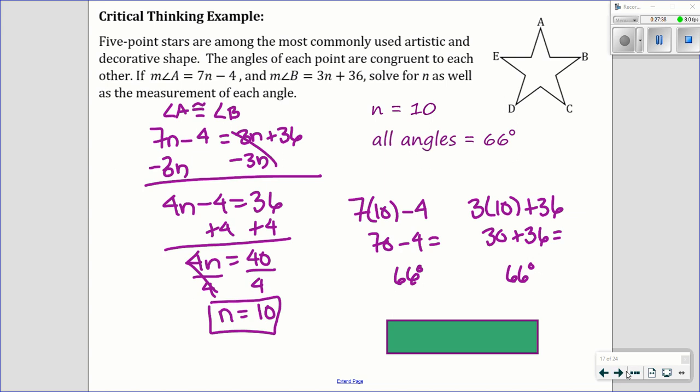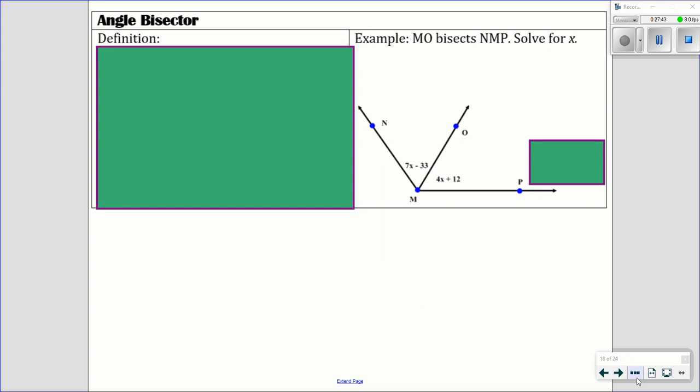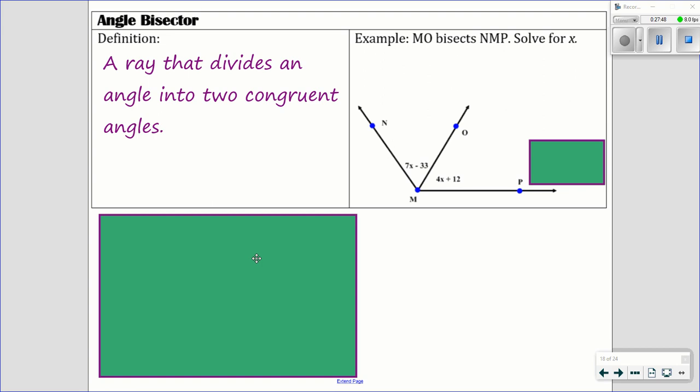So just got to pay attention to what they're asking you for, what they give you, in order to figure out how to solve it. Alright, the next one is angle bisector. Angle bisector is a ray that divides an angle into two congruent angles. So you hear the word bisect, you bisect something in half. So for this one, they want you to solve for x. They gave you these two. They say ray MO bisects angle NMP. So when they say bisect, right away, ding, ding, ding, equal. So then you just set those two equal to each other, and then you solve for x.